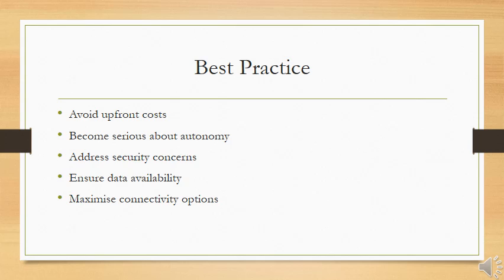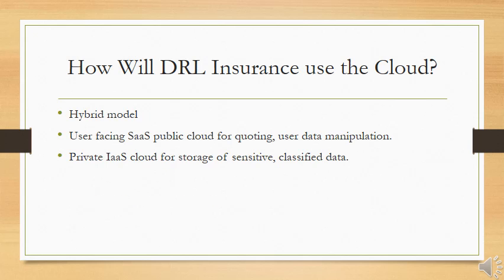Maximizing connectivity and ensuring data availability is purely about ensuring we do enough research to choose a plan that suits our needs. So how is DRL Insurance going to use the cloud? Well, we're going to look at a hybrid model. We're going to have a user-facing SaaS public cloud for generating quotes and manipulation of standard user information. And we also want to look at renting infrastructure to set up a private cloud for sensitive data storage.